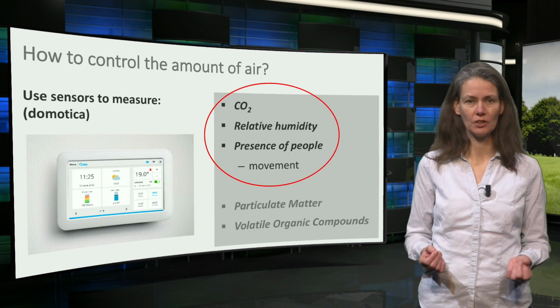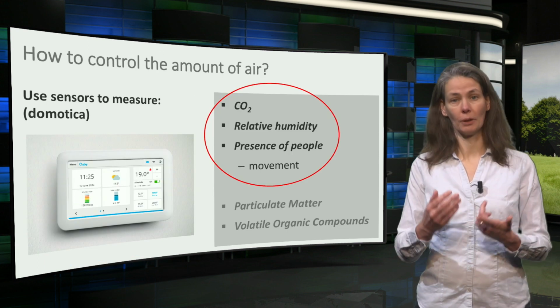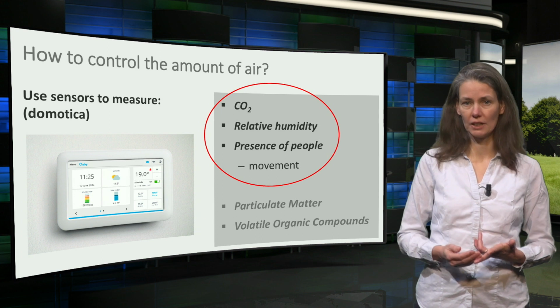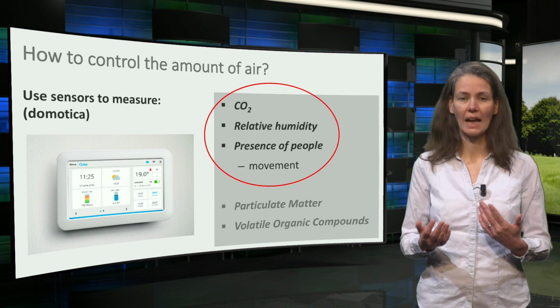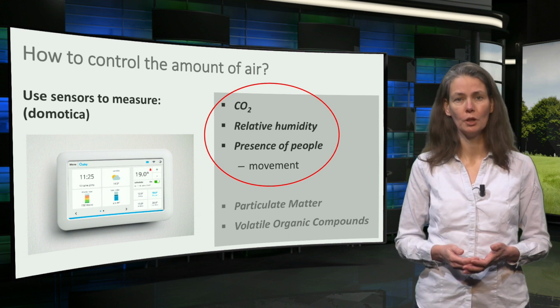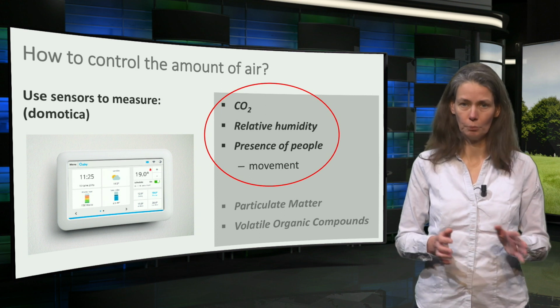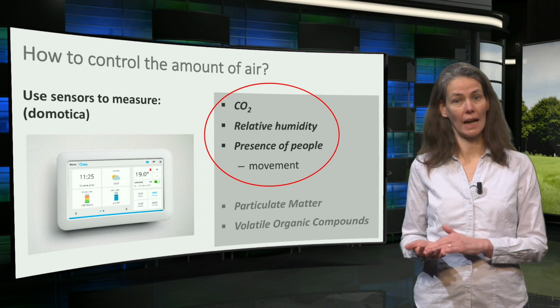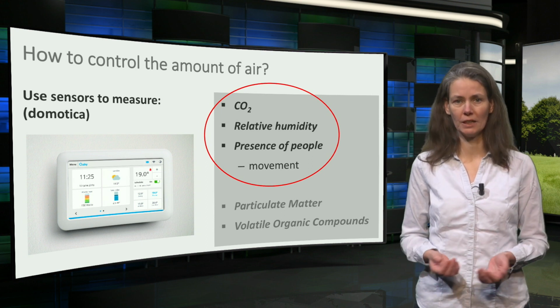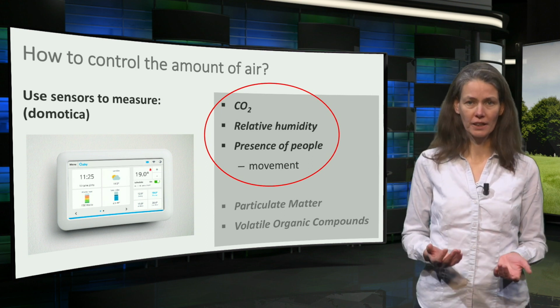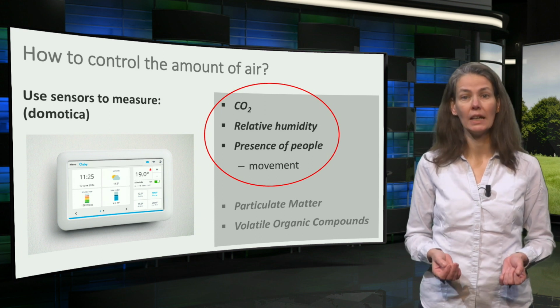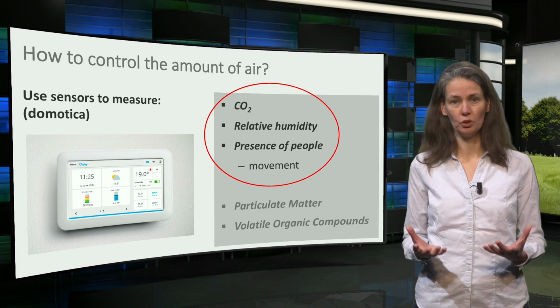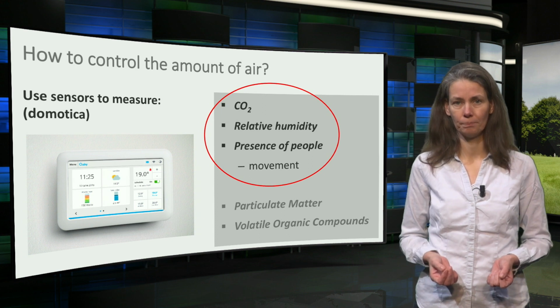The amount of ventilation depends on the amount of people, the amount of harmful sources and the relative humidity in the room. At this moment, it is possible to measure the amount of people, with movement sensors for example, the CO2 related to the indoor air quality and the relative humidity. Measuring other gases and particulate matters is also possible, but more difficult and expensive.